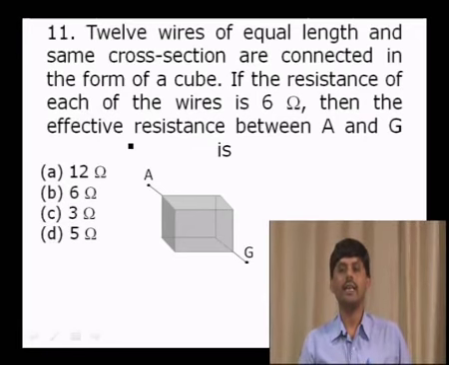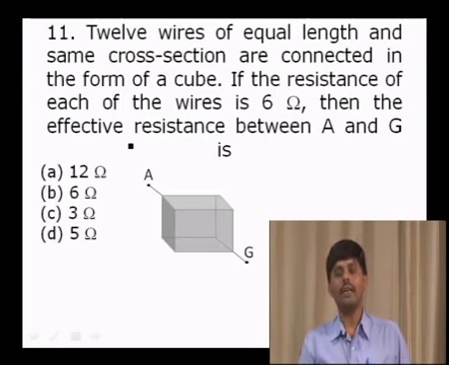This is the skeleton of the cube. The 12 wires of equal length and same cross sectional area are connected in the form of a cube. If the resistance of each wire is 6 ohm, then the effective resistance between A and G is option A 12 ohm, option B 6 ohm, option C 3 ohm, option D 5 ohm. I already discussed A and G from the diagram. This is a body diagonal.